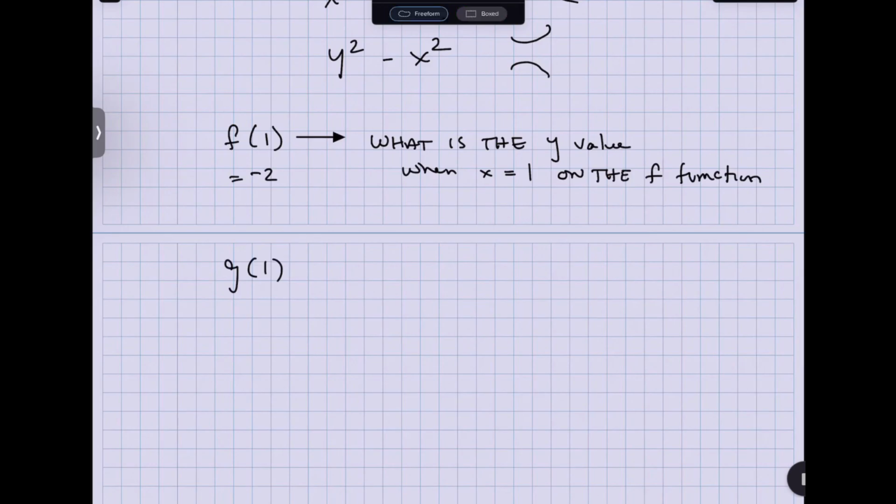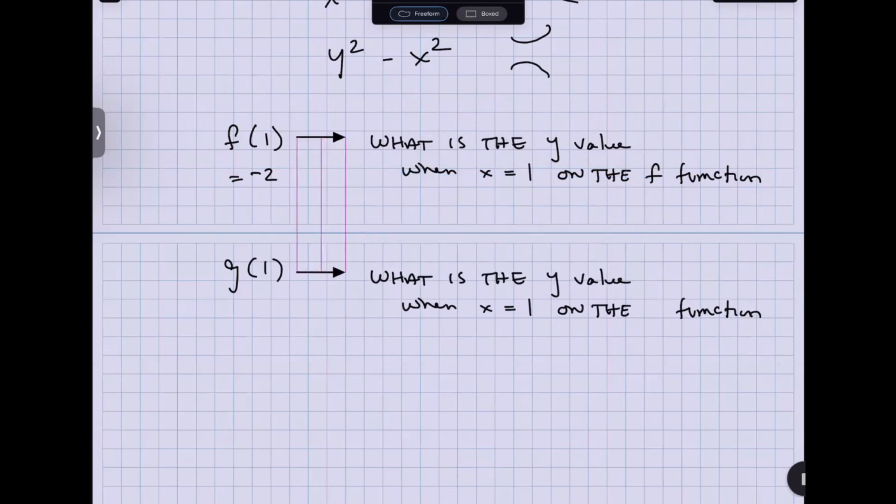So it's going to mean the same thing except for the g function, right? Okay. So what is the y value when the x value is 1? It's actually not -2. I want -3 and -2. -3 for f.